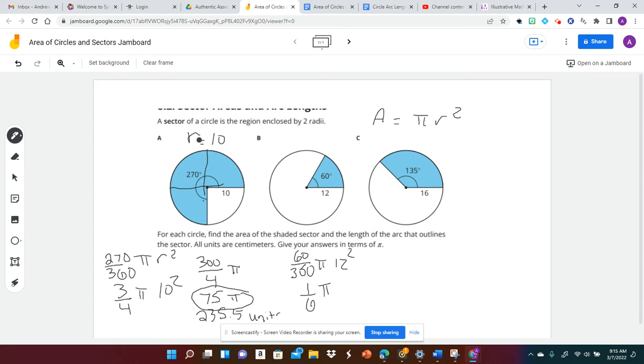So times pi, 12 squared is 144. So this becomes 144 times 1, which would be 144 over 6 pi. And then to reduce that fraction, 144 out of 6 is 24 pi.